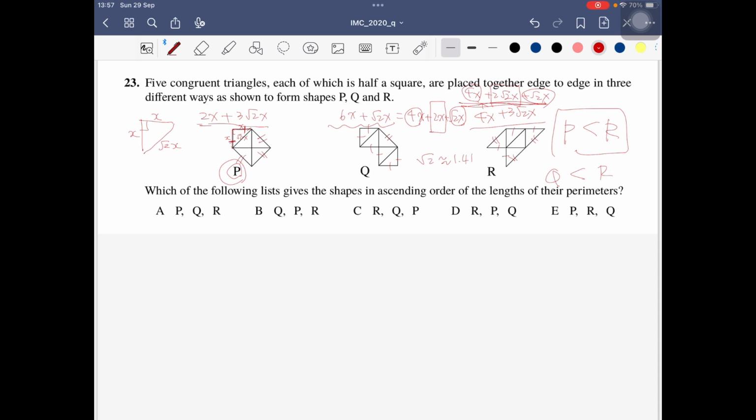So now we need to compare P and Q. Here 2x plus 4x plus square root of 2x. Here 2x plus square root of 2x plus square root of 2x. So 2x and square root of 2x are common, so now we will compare 2 square root of 2 and 4. 2 square root of 2 is around 2.8, and this is 4. So Q is larger. So we can say PQR. So this is ascending order, PQR.